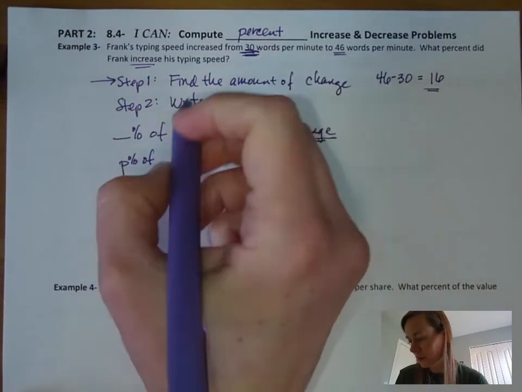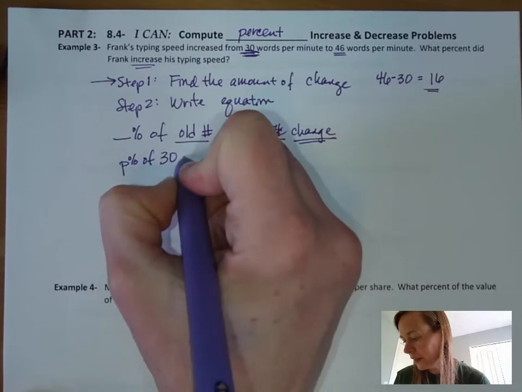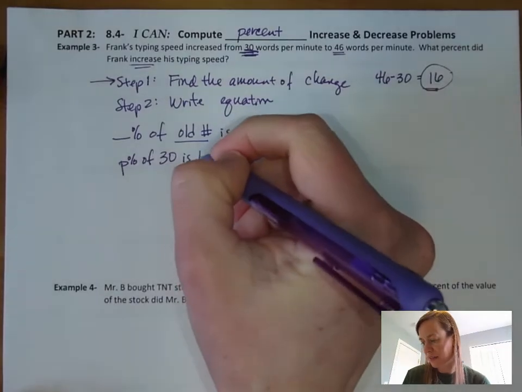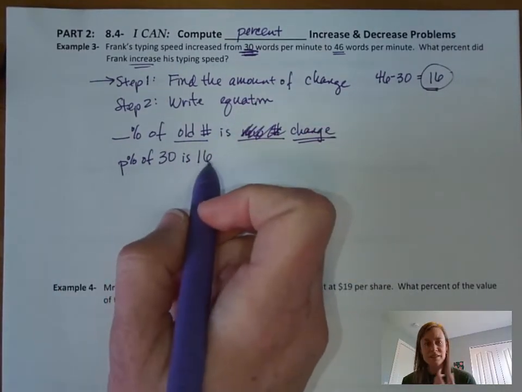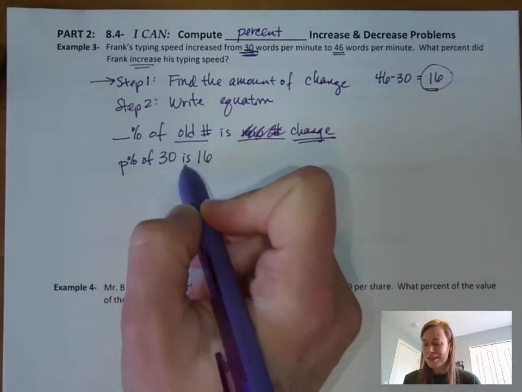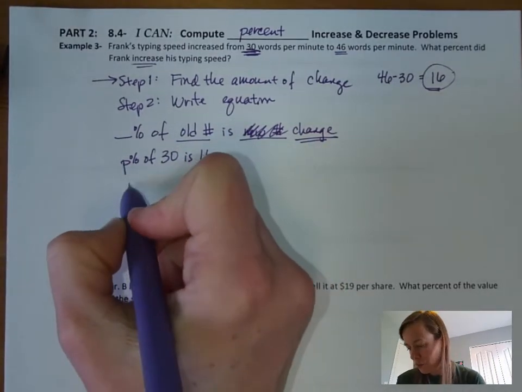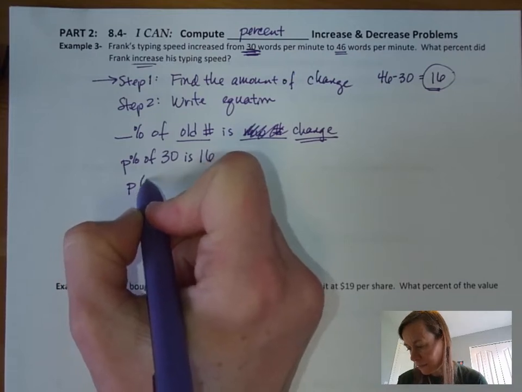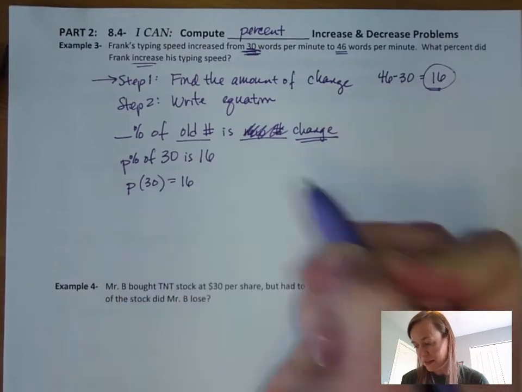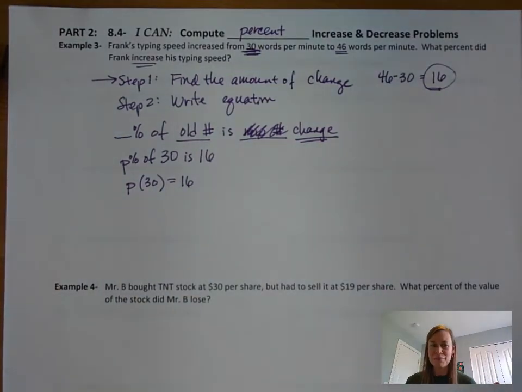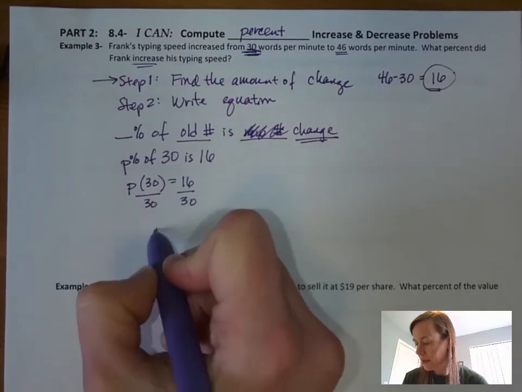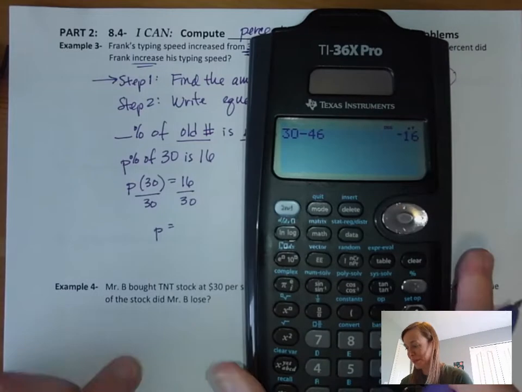P percent of the old number, which is 30, is, and now the change, that was 16. Let's put that there. So P percent of 30 is 16. Now remember, the of usually means to multiply. The is usually means equals. So I'm going to do P times 30 is 16. Okay, now we need to get that P by itself. So let's divide both sides by 30. And you're going to be left with P equals something.